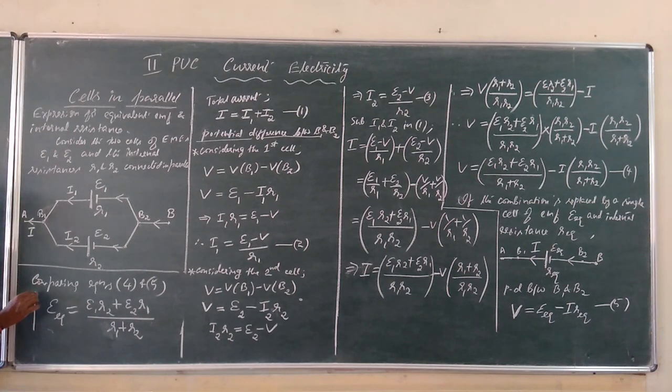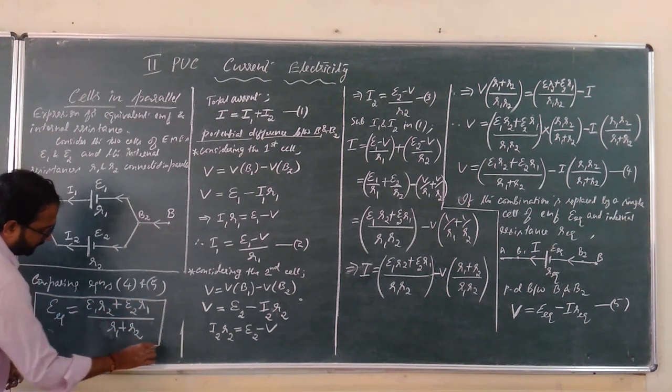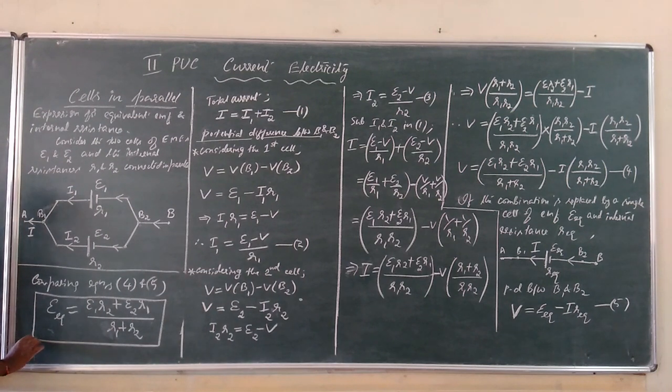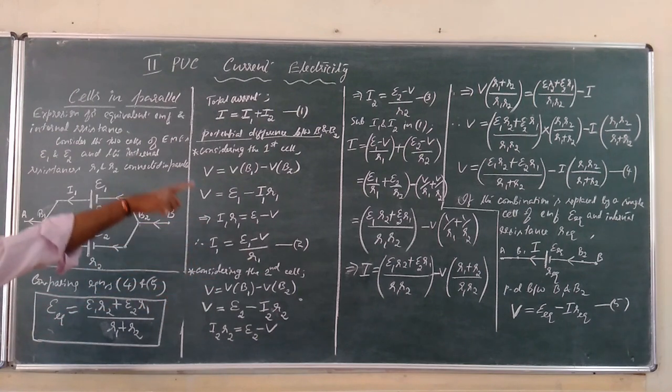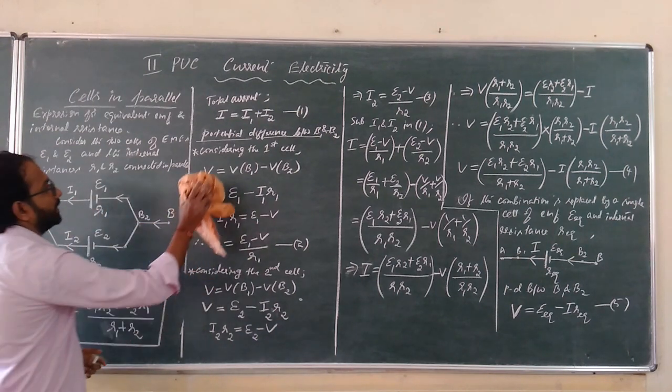The equivalent value of EMF of that single cell should be equal to E1 R2 plus E2 R1 divided by R1 plus R2. So what about the internal resistance? Compare equation 4 and 5. R equivalent is equal to R1 R2 divided by R1 plus R2.